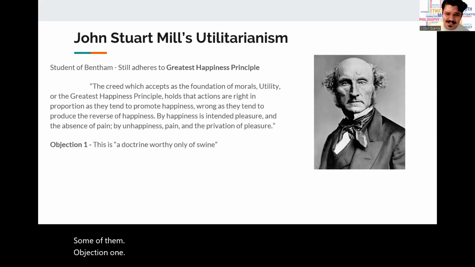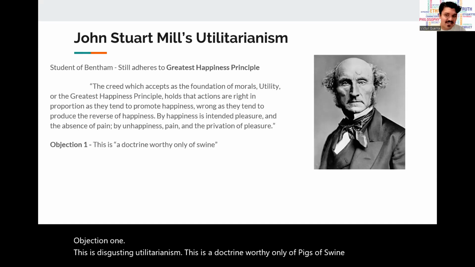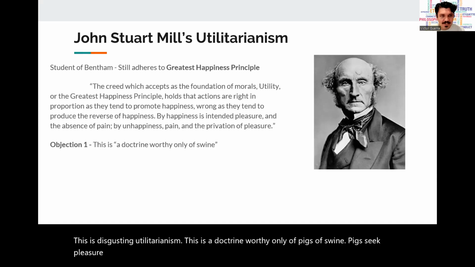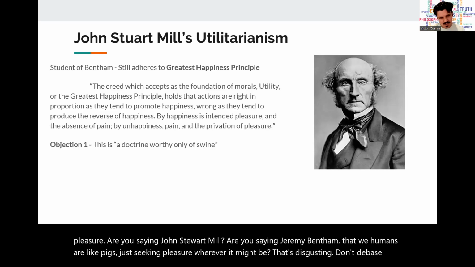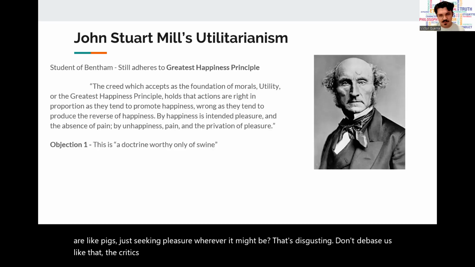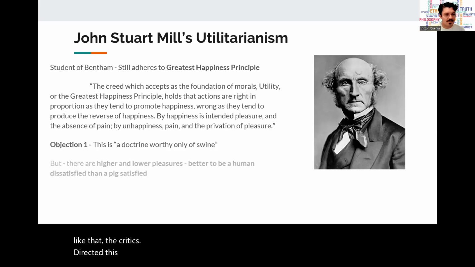This is disgusting utilitarianism. This is a doctrine worthy only of pigs, of swine. Pigs seek pleasure. Are you saying, John Stuart Mill, are you saying, Jeremy Bentham, that we humans are like pigs just seeking pleasure wherever it might be? That's disgusting. Don't debase us like that. The critics directed this at John Stuart Mill.